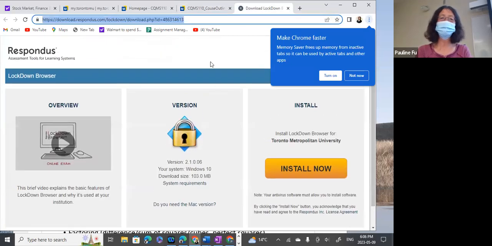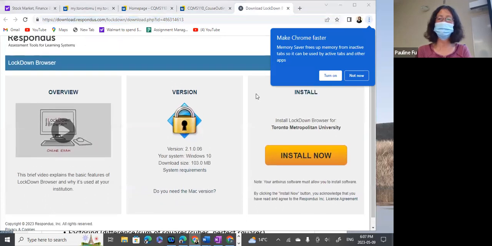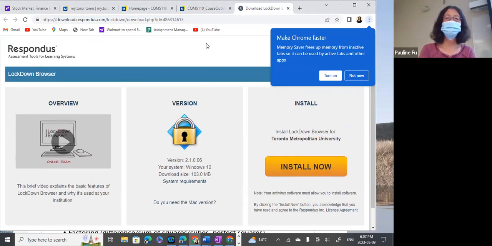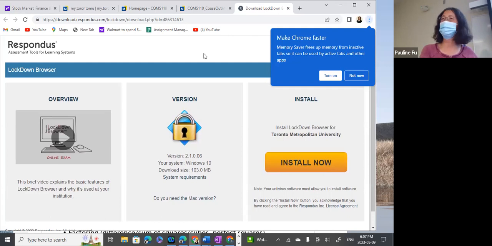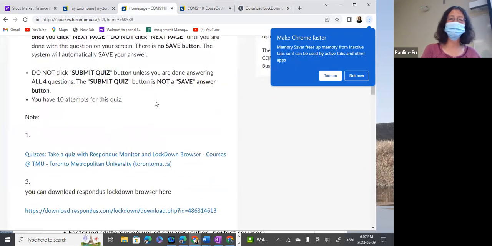This is the Lockdown Browser you can download. See here, this is the website, and this website is special for Toronto Metropolitan University. Install now. And how do you write the quiz using Lockdown Browser? I also give you the link. You can do the practice many times, unlimited times, until you feel very comfortable with Lockdown Browser and the test format. Any questions on the Lockdown Browser?